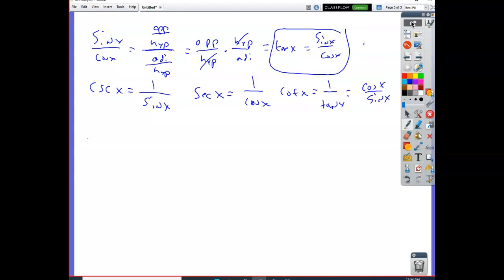If you have not yet memorized that tangent is sine over cosine, or what cosecant, secant, and cotangent are, now's the time to do it. If you're digging through your papers every time you run into one of those, you're going to be spending a lot of time digging through papers.